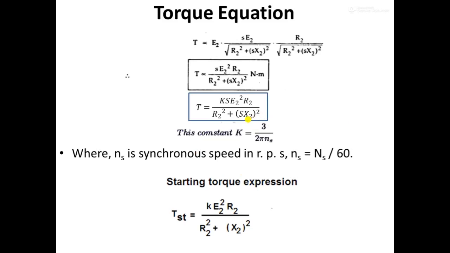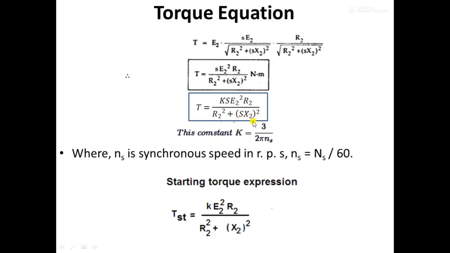While considering this high slip region, the value of Sx2 square comparing with R2 square is quite large. So we can neglect R2 square in this particular region of high slip. So in the denominator we will be left with the term S square x2 square. While simplifying this relation in the high slip region, the s which is present in the numerator and one s from the denominator gets cancelled, and finally we will be left with the term which is actually inversely proportional to slip.